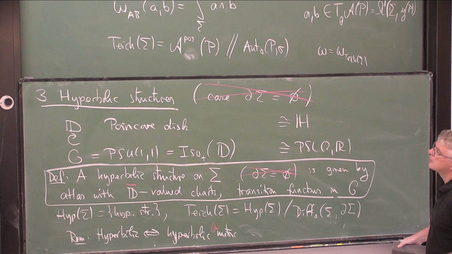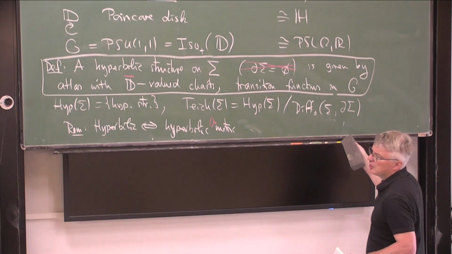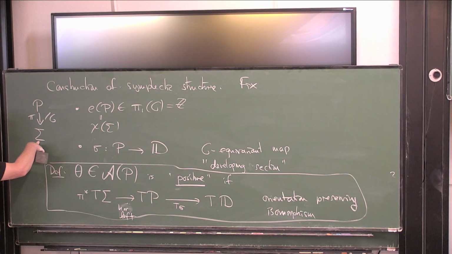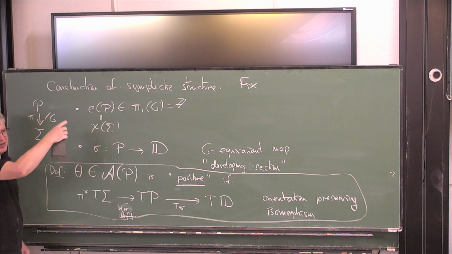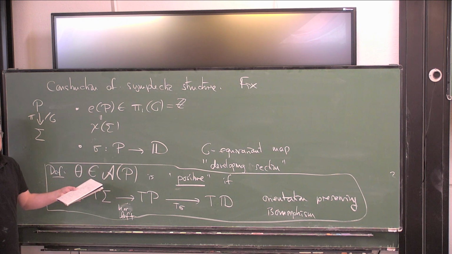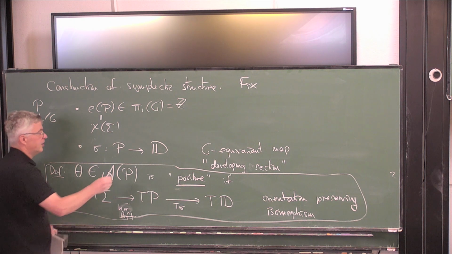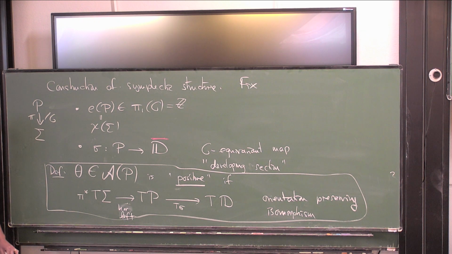Now I have to explain the construction of the symplectic structure. Again we use some principal bundle, but now we have a little problem here because if it has a boundary, then it's not so clear what is meant by the topological type of the bundle. If there's a non-empty boundary, then all bundles are trivial. But we also have this developing section. So the developing section we do as before. We just say it's an equivariant map into the closed Poincare disk.